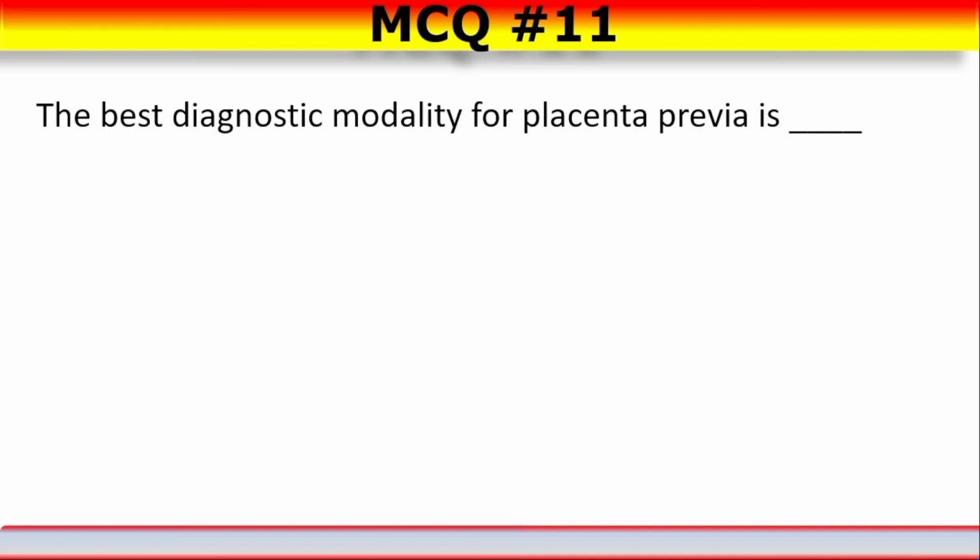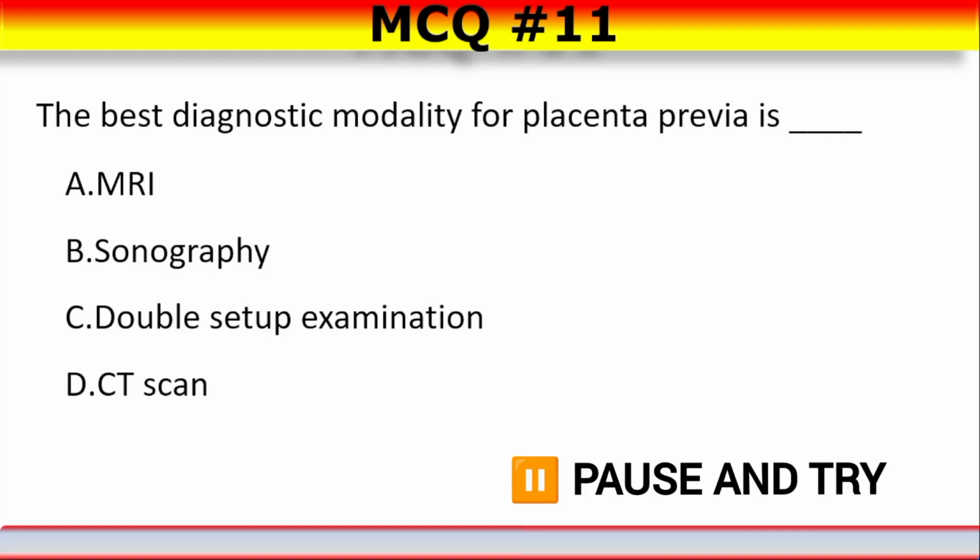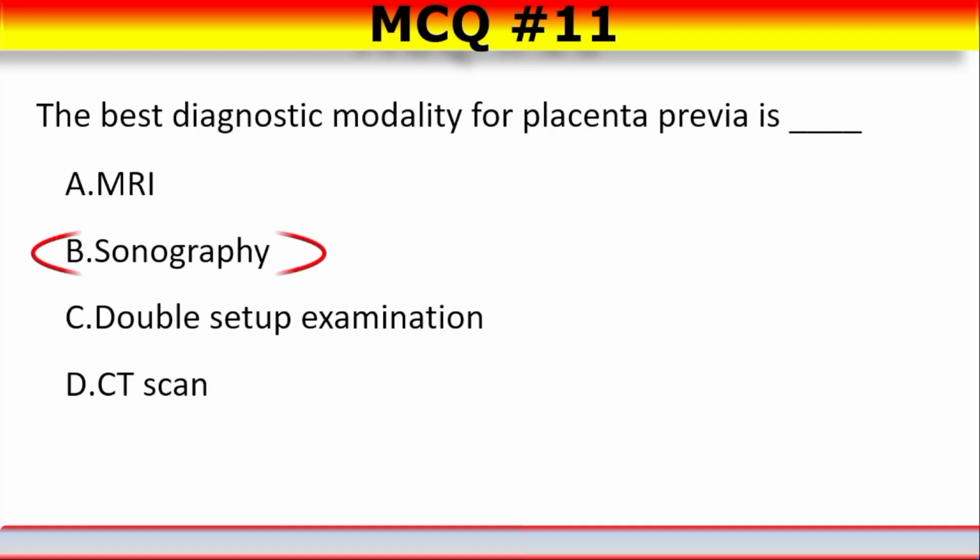Question number 11. The best diagnostic modality for placenta previa is: A. MRI, B. Sonography, C. Double setup examination, D. CT scan. The correct answer is B. Sonography. So sonography is the best diagnostic modality for the diagnosis of placenta previa.